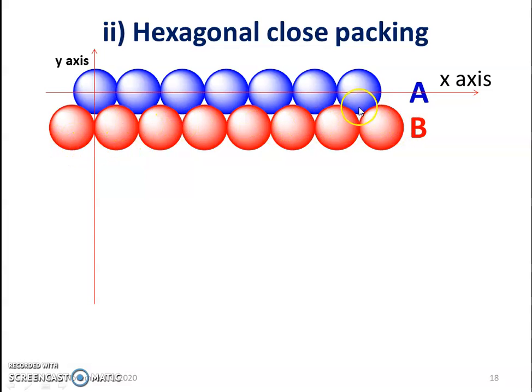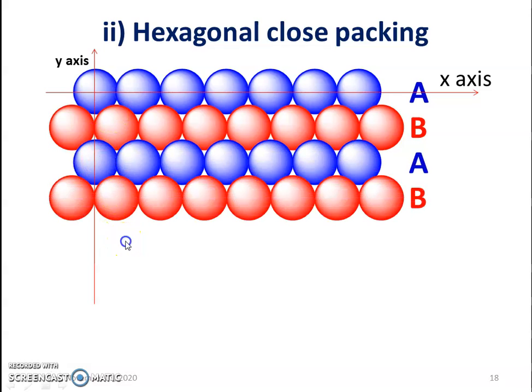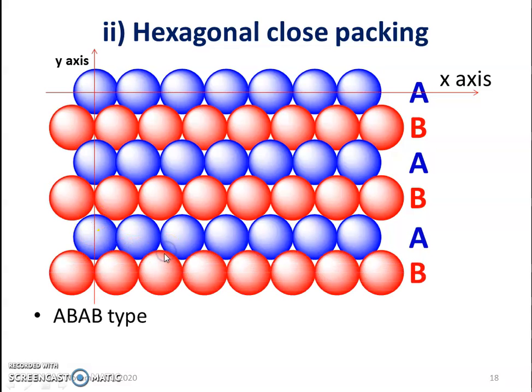Now, which is different from the first? B is different from A, because the spheres are not aligned. Spheres of layer B are not exactly aligned with the spheres of the first layer, or A, and therefore this is a different arrangement, a B type of arrangement. So this is A, B, again A, B, A, B, and so on. So this is AB type of arrangement, and it results in the formation of hexagonal close packing.